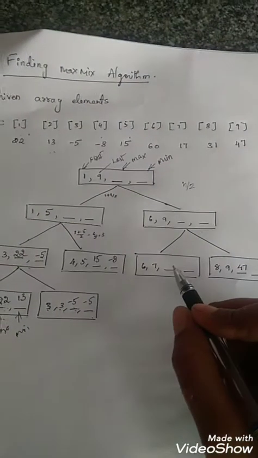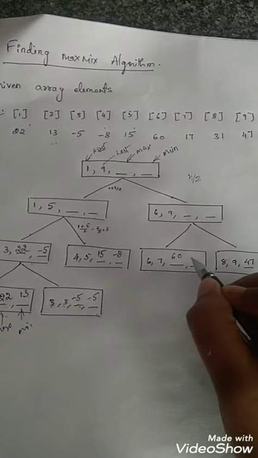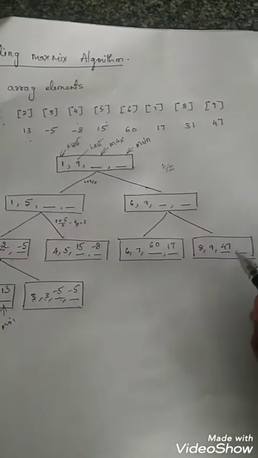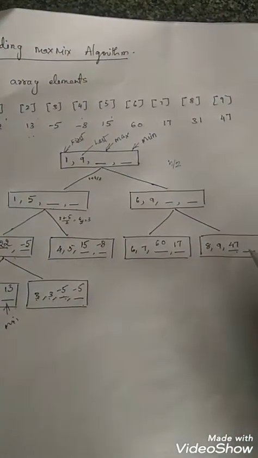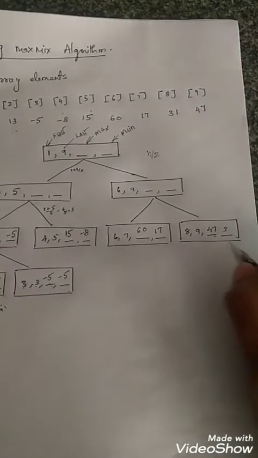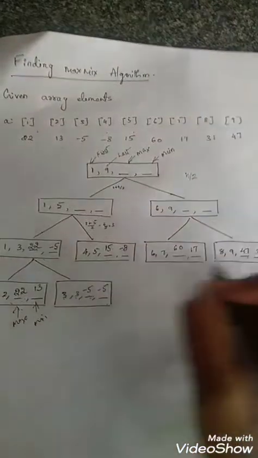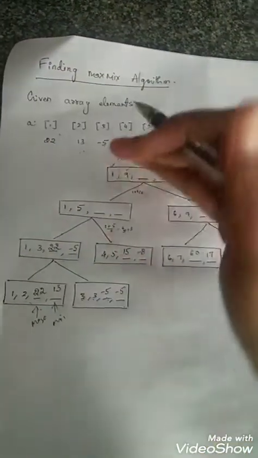I'll come to the other side. 6 and 7: 60 is the maximum element and 17 is the minimum element. If I come here, 47 is the maximum element and 31 is the minimum element. Now, again I'll go to the upper level.